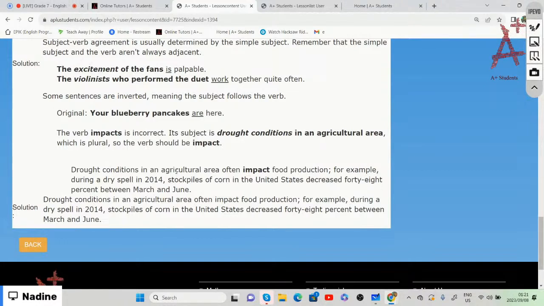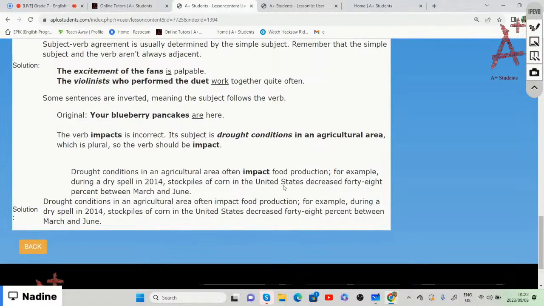If we were to correct this by also identifying the subject, right? Then we change "impacts food production" to "impact." Because the subject within that sentence, right, is drought conditions in an agricultural area. Conditions, which means that it is plural. So we need to say "impact food production," not "impacts food production." All right.